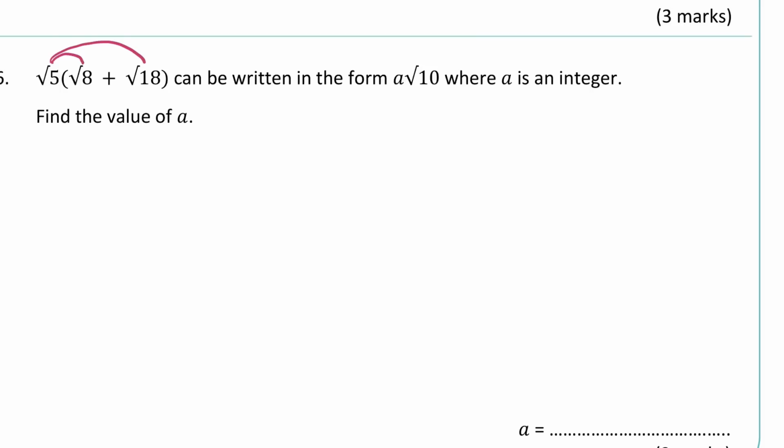So √5 times √8, well, that is √40. And √5 times √18, 5 times 18, take your time to work that out. 5 times 10 is 50, 5 times 8 is 40. So that is √90. So √40 plus √90. We want to simplify those.